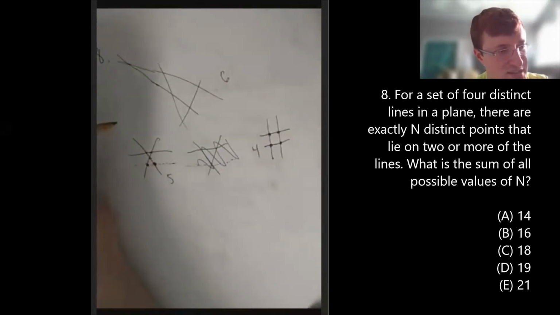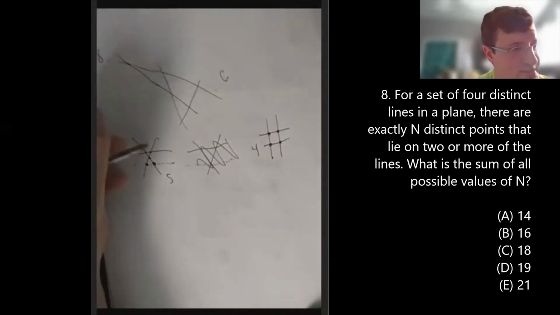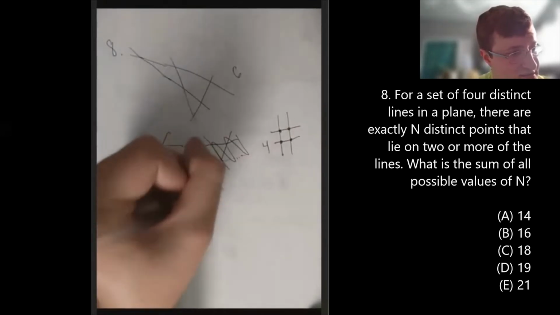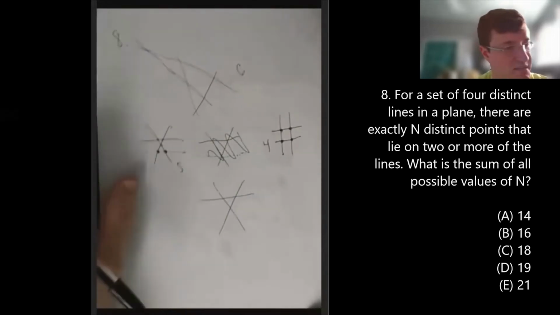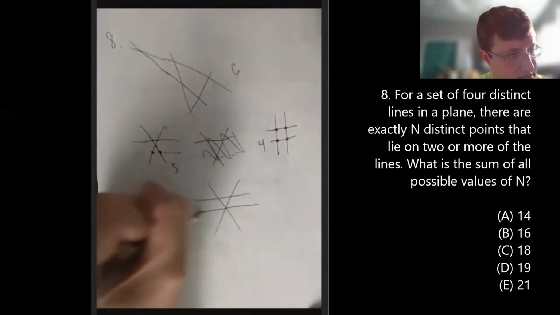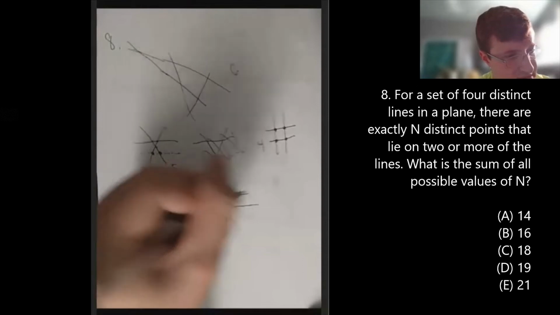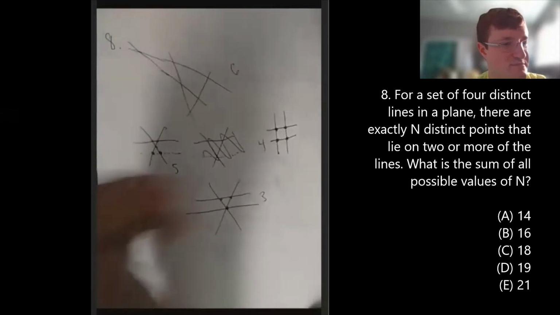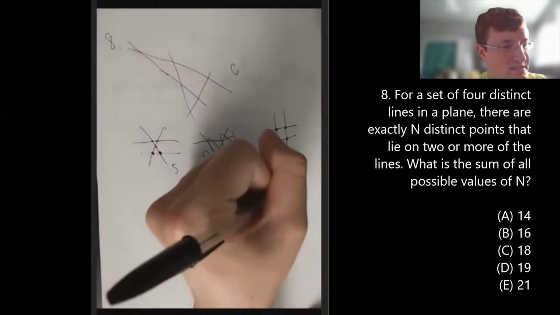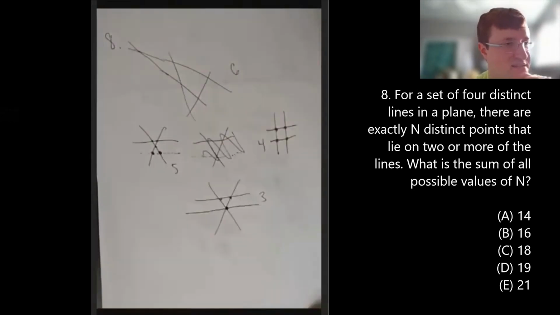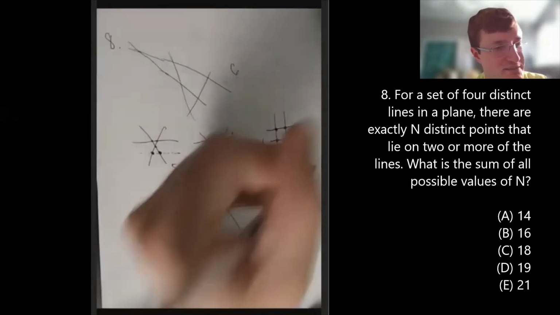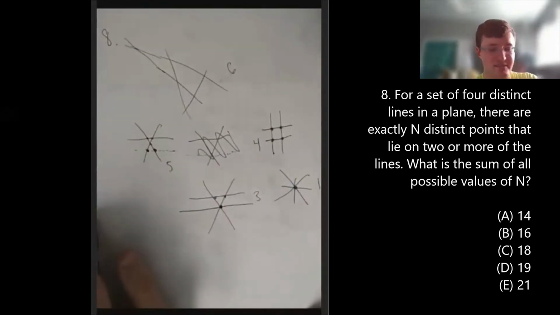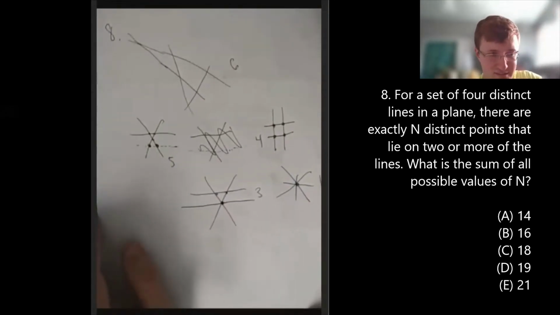Okay, can I get 3? Yeah, because I can do this and then make one line parallel to another. So I can have this. So 3 is possible. Okay, can I do 2 intersections? I think so. Okay, well, I can definitely do 1 intersection point. That's easy. Okay, so I just need to know if I could do 2 intersections.